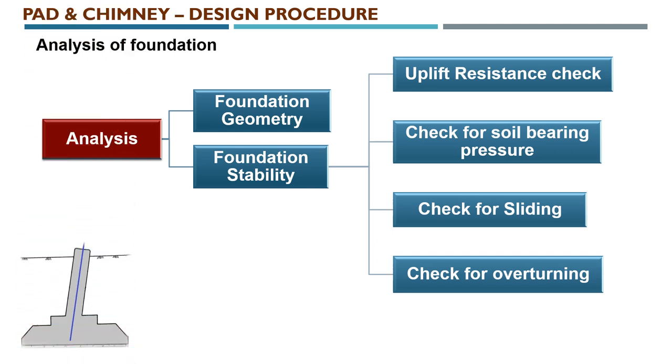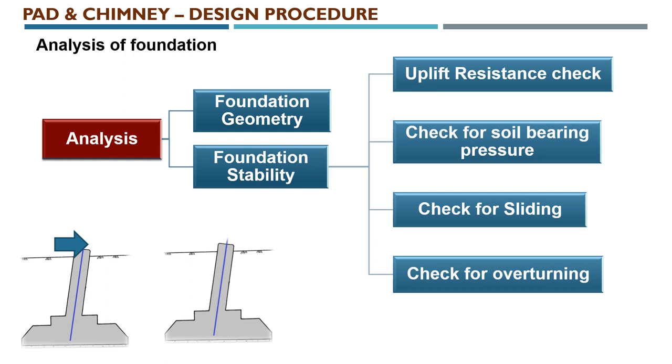Then the third check is the check for sliding. This is when a longitudinal or transverse side thrust is applied from the structure loads, the foundation can sway a little away from its original position in the horizontal direction, towards the same direction as the side force.